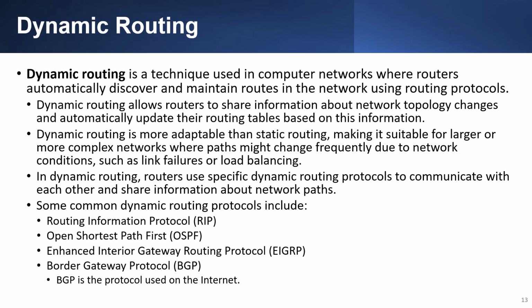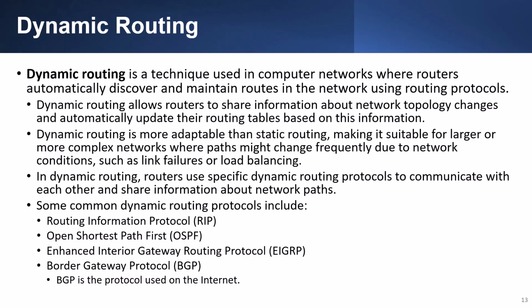Dynamic routing is a technique used in computer networks where routers automatically discover and maintain routes in the network using routing protocols. Dynamic routing allows routers to share information about network topology changes and automatically update their routing tables based on this information. Dynamic routing is more adaptable than static routing, making it suitable for larger or more complex networks where paths might change frequently due to network conditions such as link failures or load balancing.